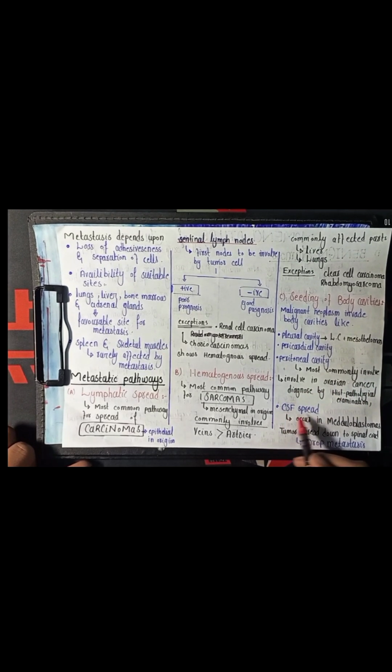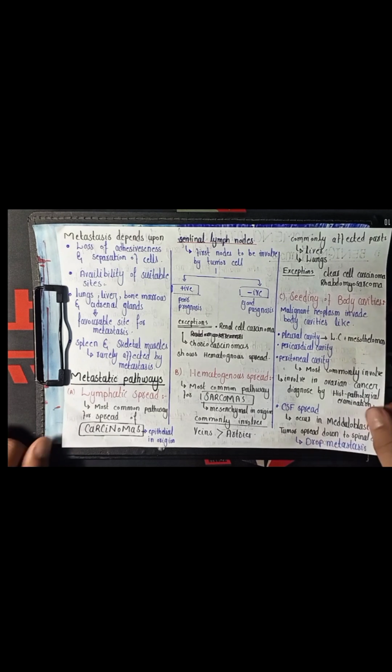The fourth one is the spread of the tumor to the CSF, and it is commonly seen in medulloblastoma, which is a poorly differentiated neoplasm that arises from the cerebellum. Here the tumor cells spread down the spinal canal and the CSF to the cauda equina, and this spread of tumor from the brainstem toward the cauda equina is known as drop metastasis.